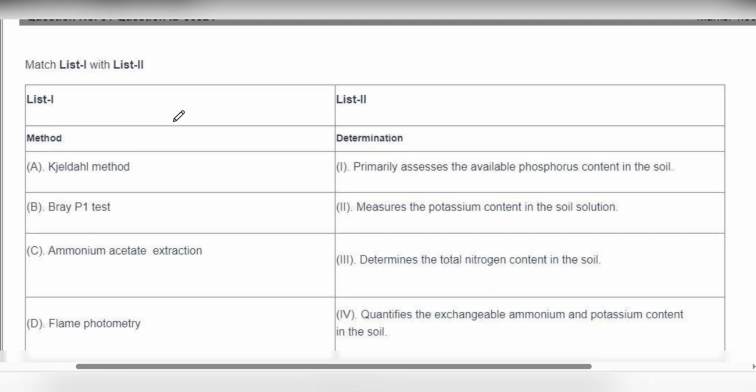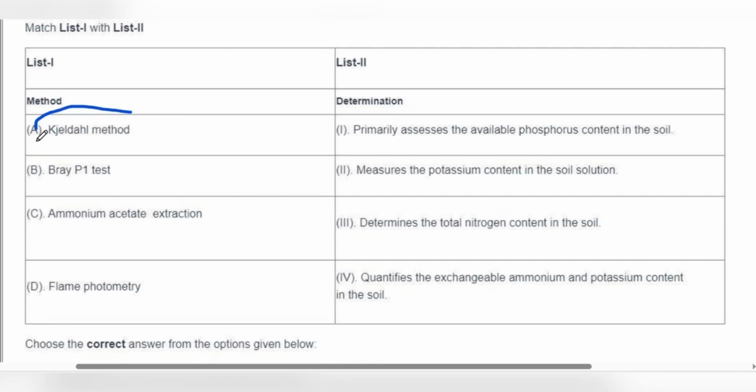Here we can see option A is the Kjeldahl method. We know the Kjeldahl method is the most popular method for determination of total nitrogen content of the soil, nitrogen content of the plant, and available nitrogen of soil. All the nitrogen related matters are dealt with by the Kjeldahl method and the Kjeldahl apparatus. So Kjeldahl goes to option 3, determines the total nitrogen content in the soil.